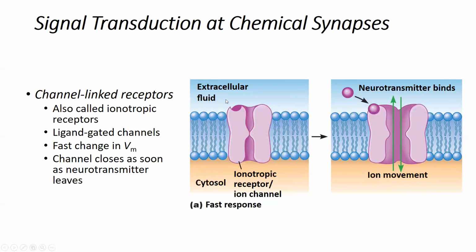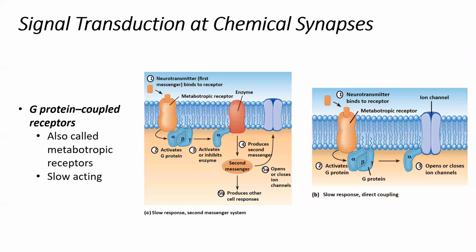So there was an area here where the neurotransmitter that's being released from the presynaptic side would come and bind onto this receptor. And because the receptor is also the channel, it opens right away and we have easy ion movement. Right? Let's compare that to the metabotropic receptor.